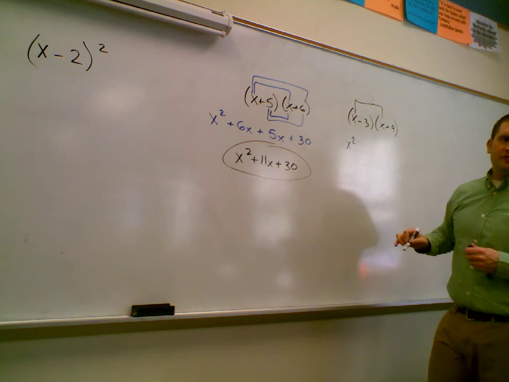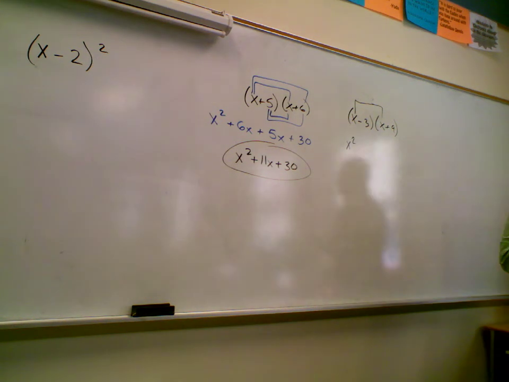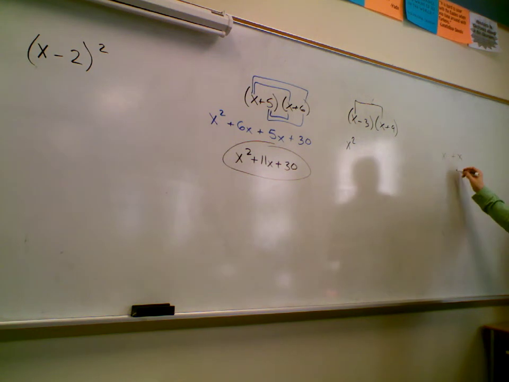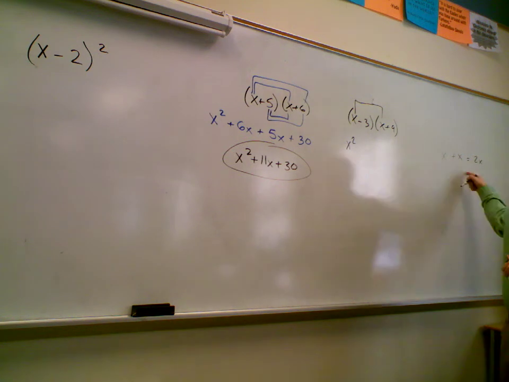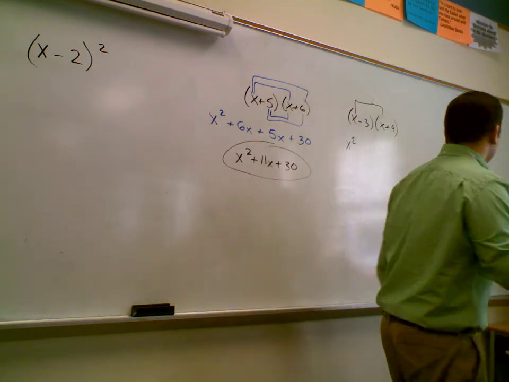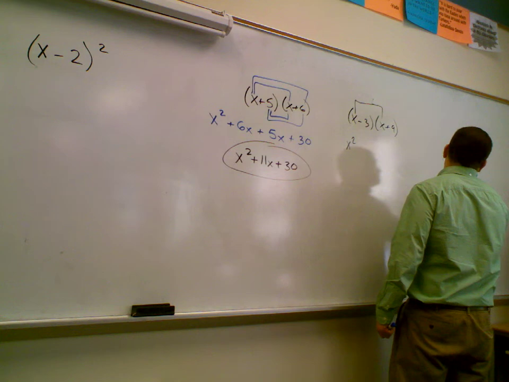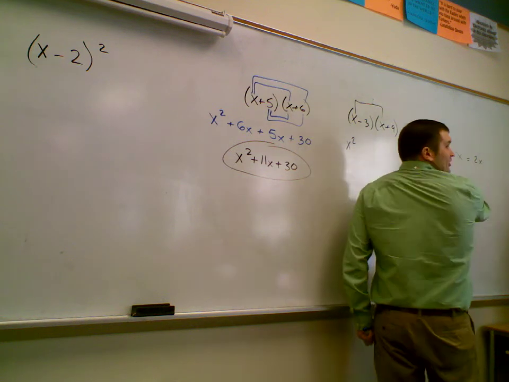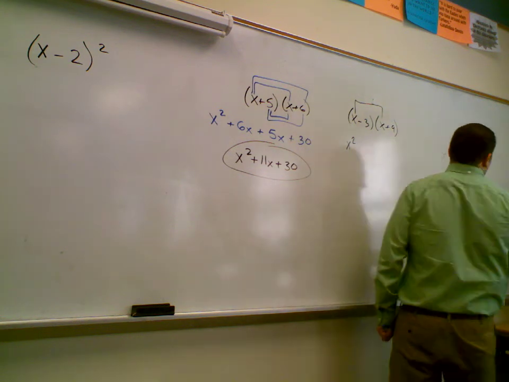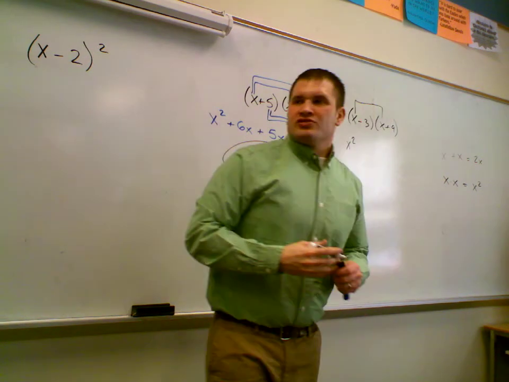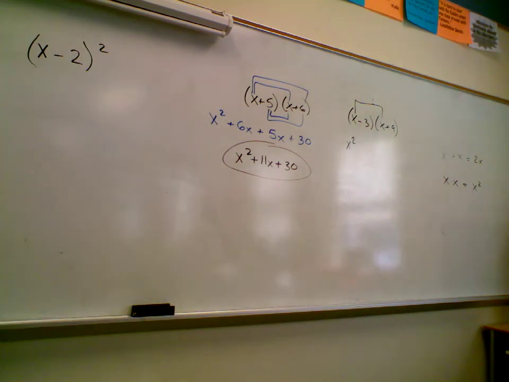X squared. No, we cannot put 2x, because 2x means you have 2 x's. X squared means you're multiplying 2 x's. Okay? 2x is this. We have 2 x's. Right? When I multiply them, that's how I get x squared. So 2x means you're adding them. X squared means they're multiplied. Does that make sense? Yeah. Okay.